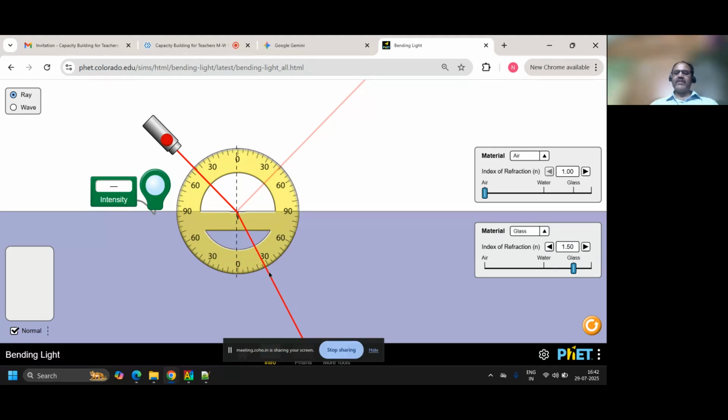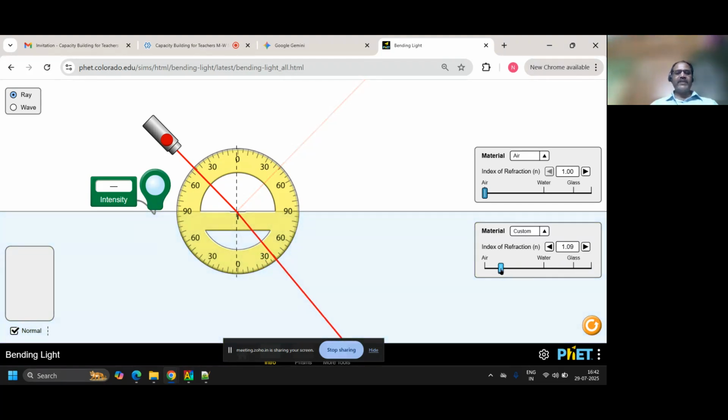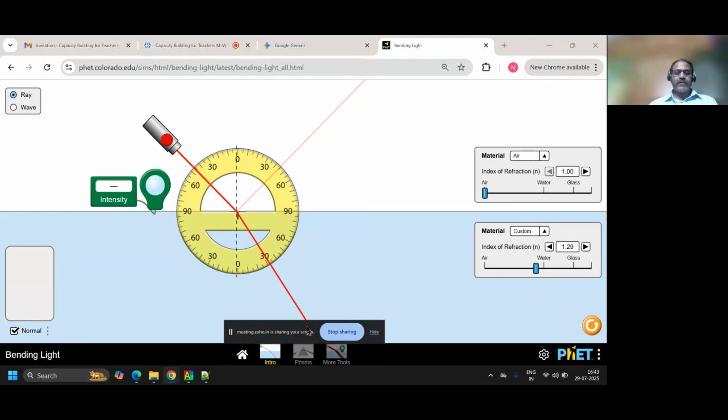Correct? So again, you can have a different refractive index. You can move this in a different way. Accordingly, the refractive index will change. Right? If everything is air, then it will go straight. Now, the moment I keep changing this, the angle of reflection, the angle of refraction, everything will keep changing. Correct?